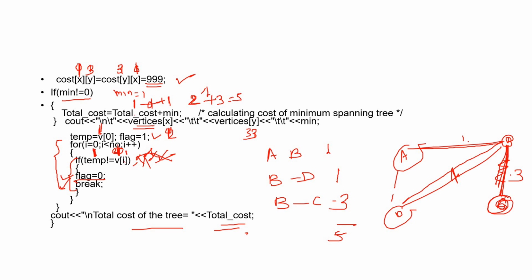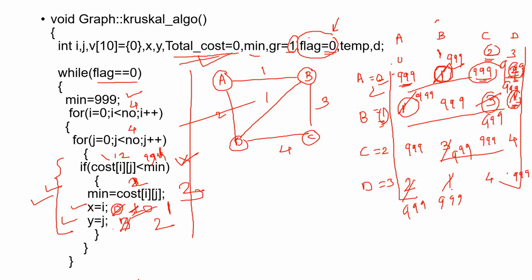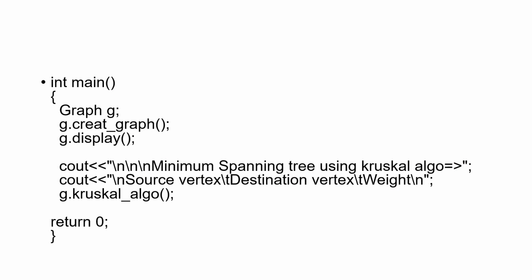And here you can check total cost is 1 plus 1, 2 plus 3, 5. So this is the minimum spanning tree for the graph which you have considered. If you are going to draw the minimum spanning tree for this particular graph, it will become: I am going to draw A to B, that is 1, after that B to D, that is 1, and finally B to C, that is 3, and total cost is 1 plus 1, 2 plus 3, 5, and all vertices are visited. So in this way you can calculate the minimum spanning tree.